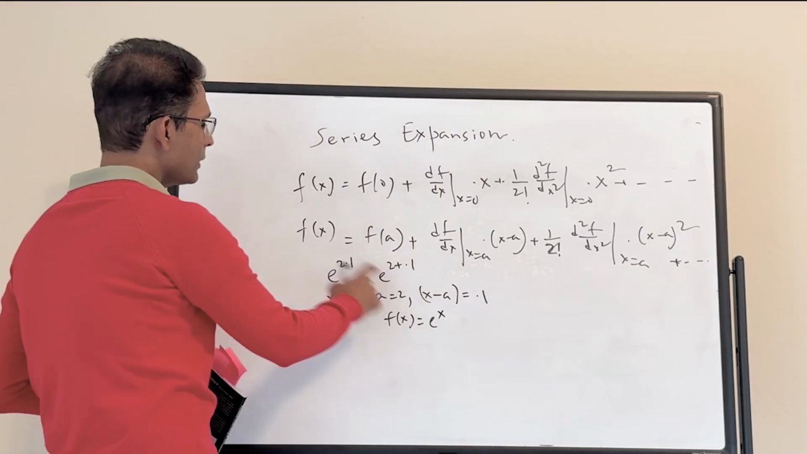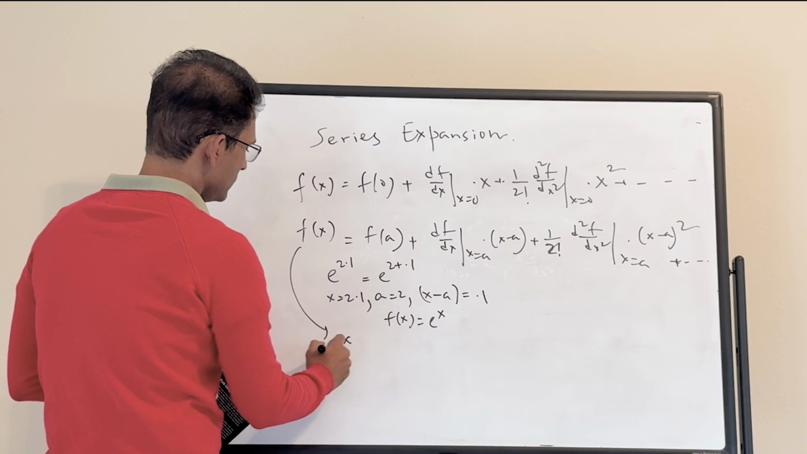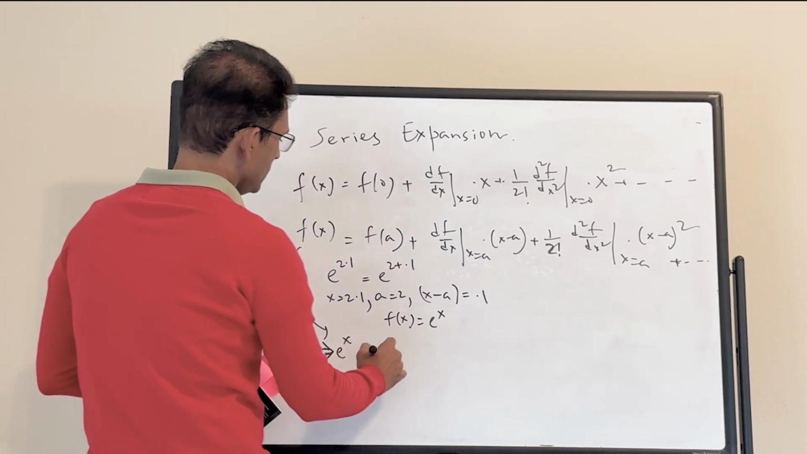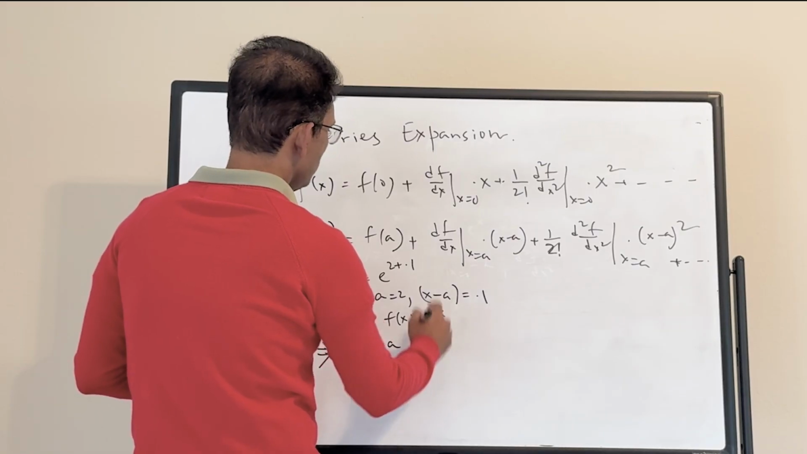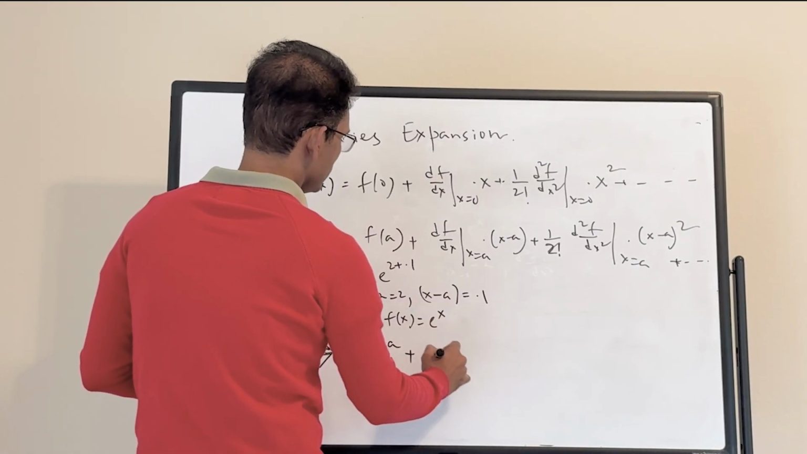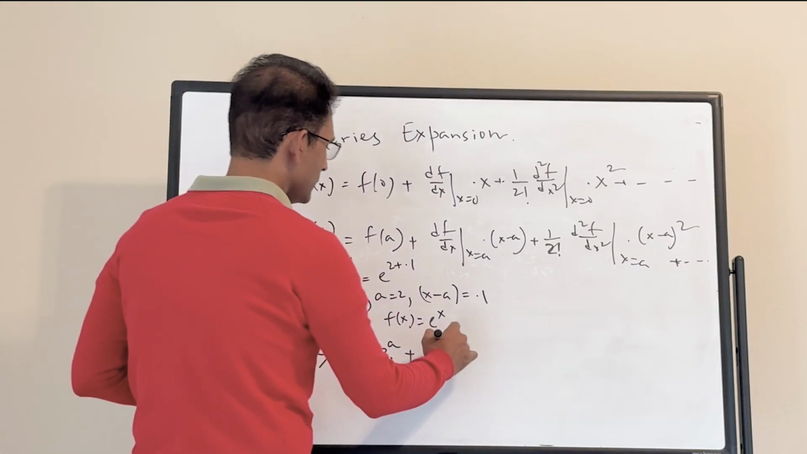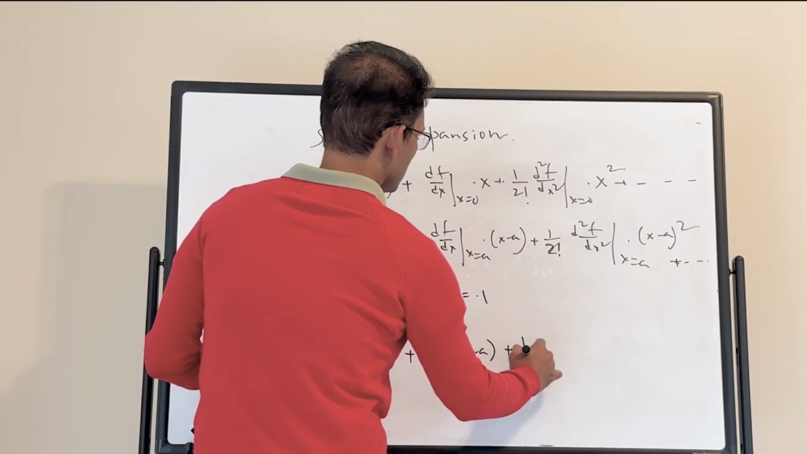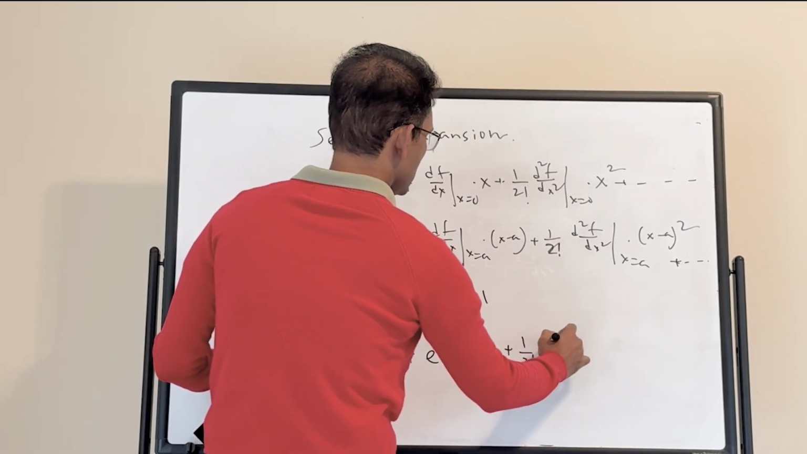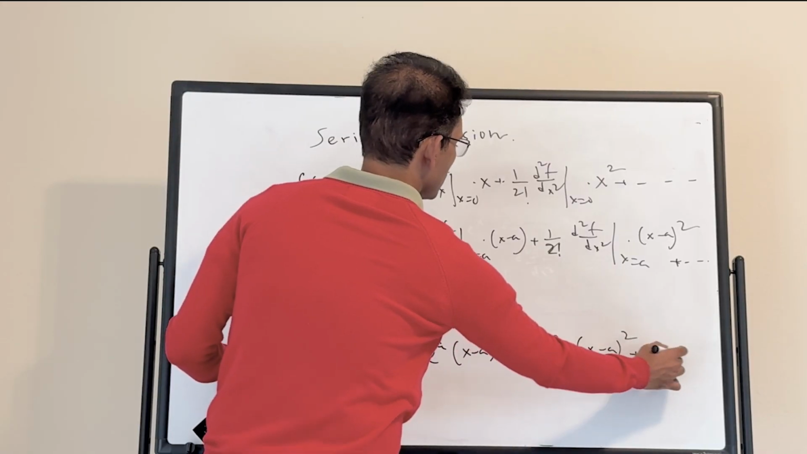So if you use this function in this expression, you get e to the x is equal to e to the power a plus, df dx of e to the x is just e to the x, so this is e to the a, and then you have x minus a, and then 1 over factorial 2, this is also e to the a times x minus a squared, and so on.